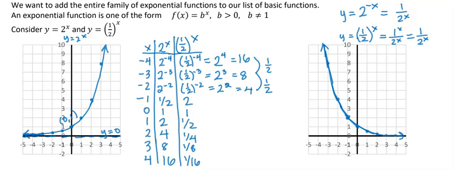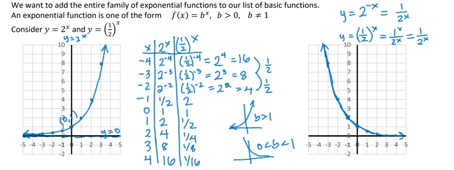If we change these to 3 to the x or 1/3 to the x, we would have a similar basic shape, but all the points would tweak a little. So instead of 1, 2, we'd have 1, 3. And instead of -1, 1/2, we'd have -1, 1/3. So what I want you to have in your head is this basic idea that if your base is bigger than 1, it's going to look something like that, exponential growth. And if your base is between 0 and 1, it's going to be exponential decay.